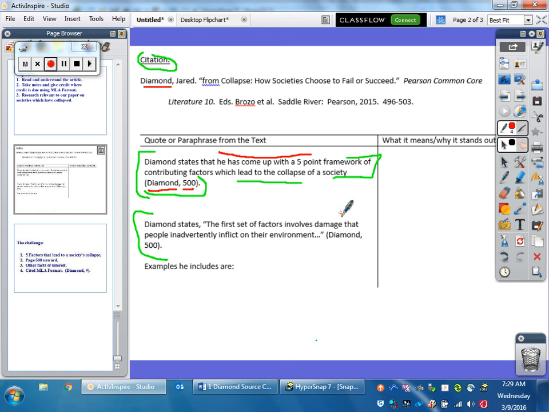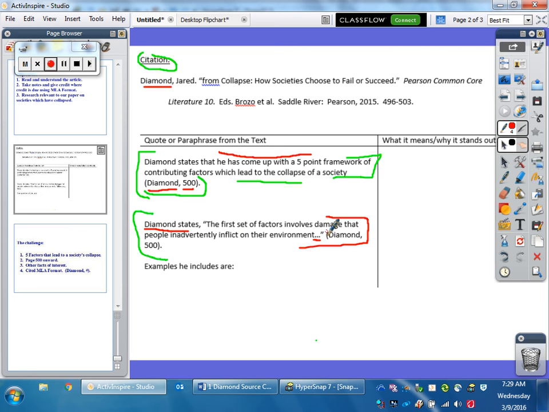The second way that you can take your notes today is to directly quote it. What I've done down here is I've said Diamond states, comma, the first set of factors involves damage that people inadvertently inflict on their environment. Now I've done an ellipsis here, because there was more in the sentence. I just didn't want to include it because it wouldn't have flowed correctly. So this means that there was more than that.